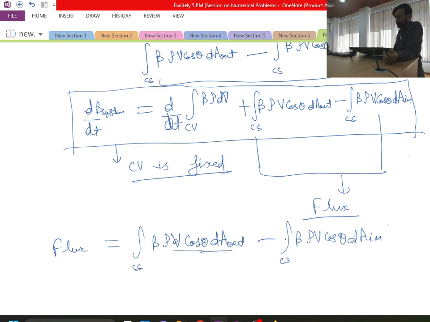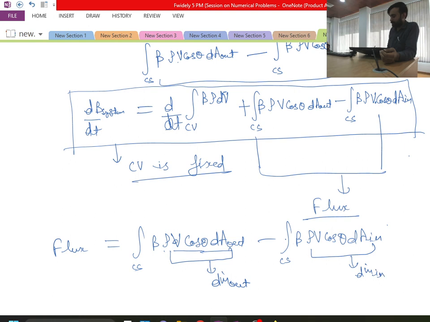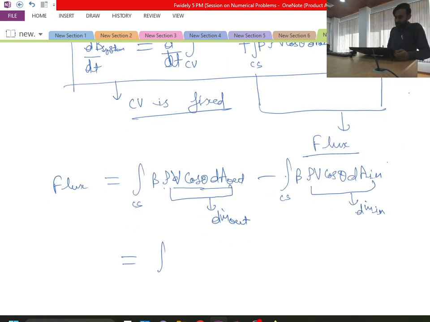So this will become the volumetric flow rate, and if I multiply it with density also, this will become nothing but the total mass flow rate which is going out. And this will become the total mass flow rate which is coming in. So that's why this flux term through the control surface I can simply write as the integral of beta times dm dot out minus the integral over the control surface of beta times dm dot in. Point is clear?